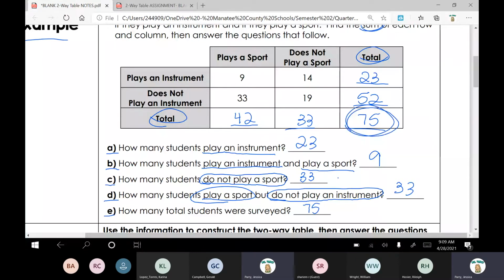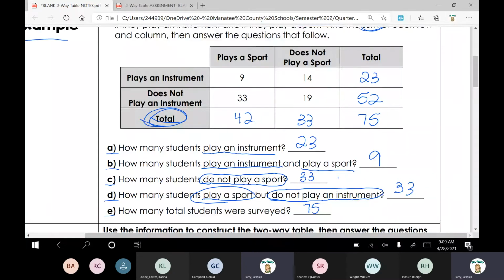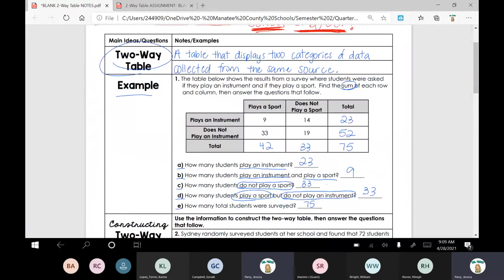That number is always going to be in that bottom right corner where you follow from total to total. You would drag your fingers across, total and total, to get that final answer of 75 were interviewed completely. Okay, so that's just the very basic on how you read those charts, those two-way tables.